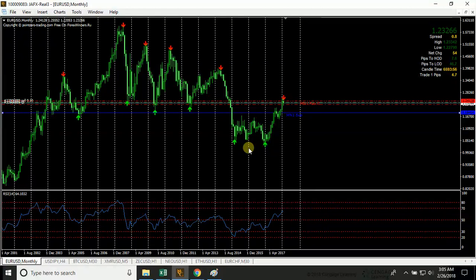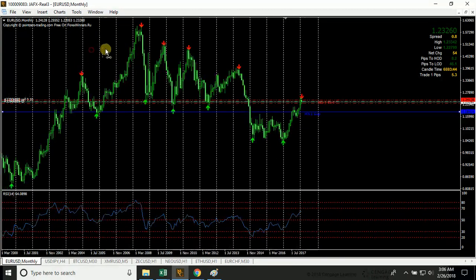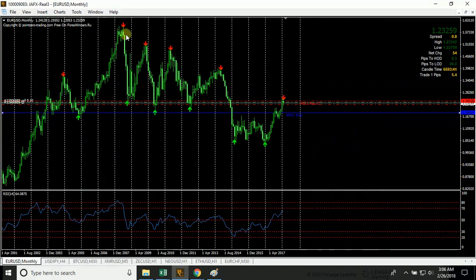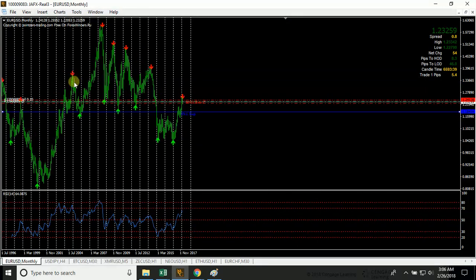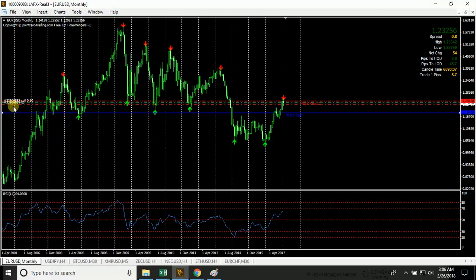The only difference in the relationship between these highs is you want to relate them to the most recent high. So this high would be considered a higher high in relation to this high. This high would be considered a higher high in relation to this high. This high would be considered a lower high. This high, lower high. This high, lower high.